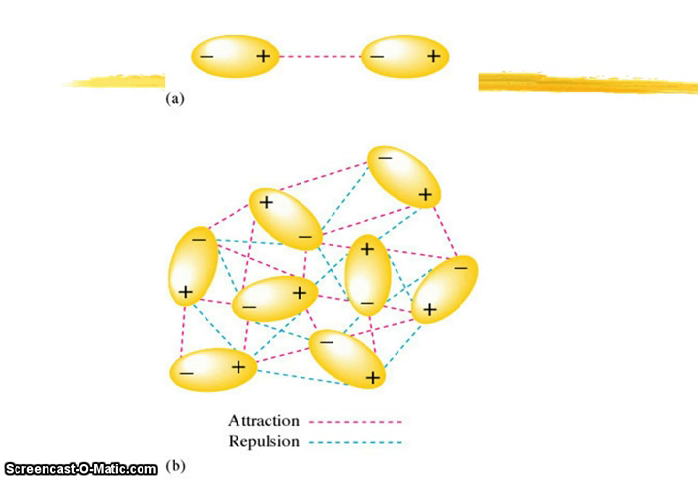So down below we've got an aggregate of these molecules, and notice that the positive end of one molecule is attracted to the negative end of another molecule. Those pink dotted lines represent those intermolecular dipole-dipole attractions. And at the same time there'll be repulsive forces between the negative and positive ends of those molecules.